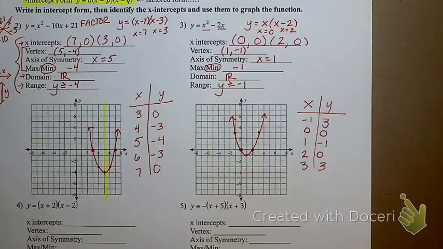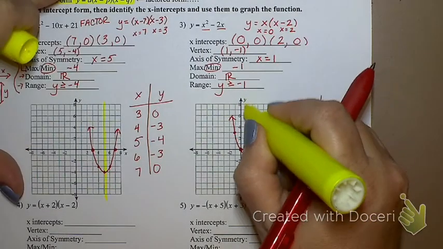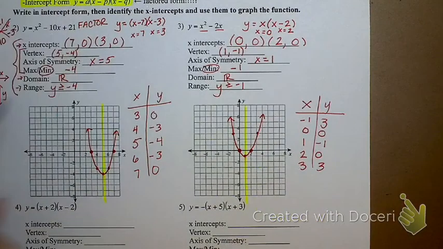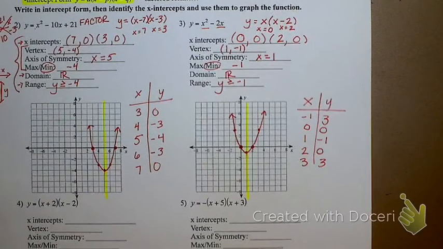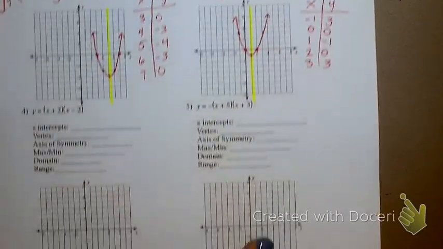And the last thing, because I don't want to lose another point, draw in that axis of symmetry. Capiche? Capiche. Okay. Now let's look at number 4.